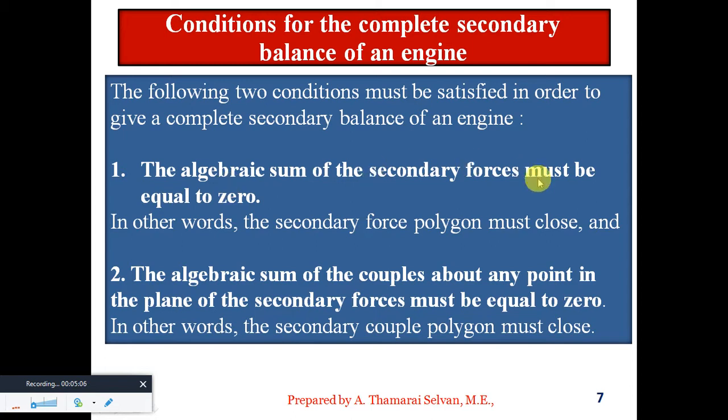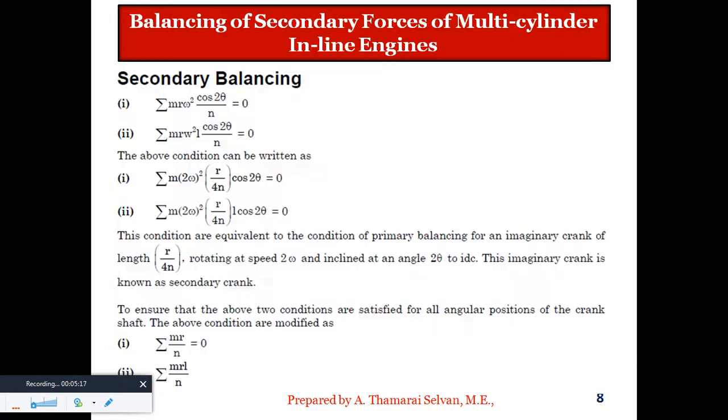For secondary balancing, similar thing: the algebraic sum of the secondary forces must be equal to 0, and the algebraic sum of the couples at that particular point in the plane of the secondary forces must be equal to 0. In case of analytical method, the polygon should close. And these are the equations we use for secondary balancing of the multi-cylinder inline engine. So we have to replace theta by 2 theta over here, and these above conditions can be rearranged in such a way that omega is replaced by 2 omega.